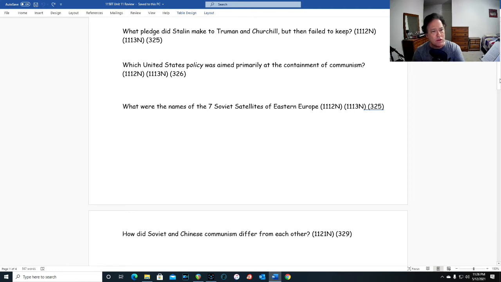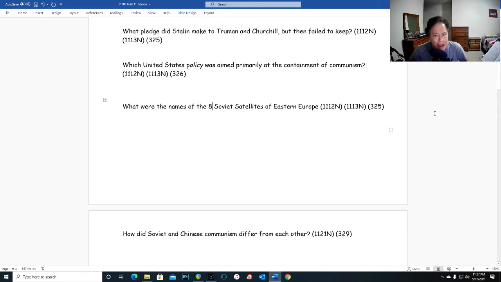And so the names of the seven, and if you want to split hairs, I'm going to change this to eight Soviet satellite states of Eastern Europe. And they are Poland, East Germany, Hungary, Czechoslovakia, Romania, Bulgaria, Albania, which actually left in 1960, and Yugoslavia, which left in 1948.